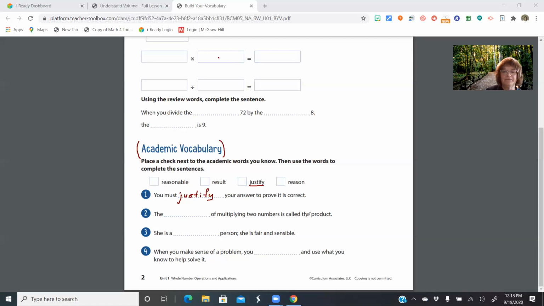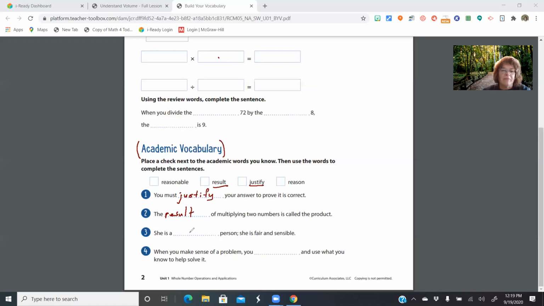The result of multiplying 2 numbers is called the product. That sounds pretty good. We've used justify, so let's try reason. The reason of multiplying 2 numbers is called the product. That doesn't sound right. It sounds to me like the best answer is the result of multiplying 2 numbers is called the product. Let's go on to number 3.